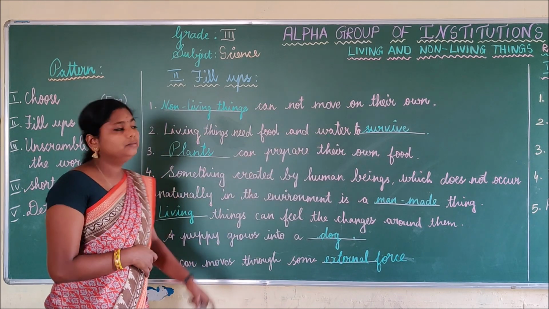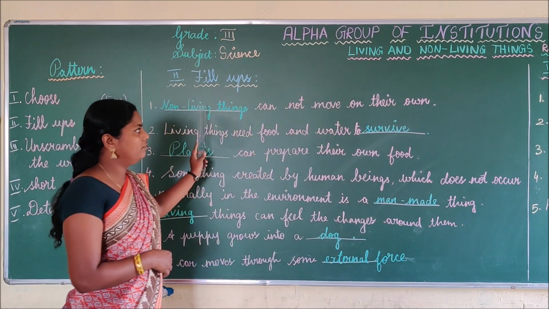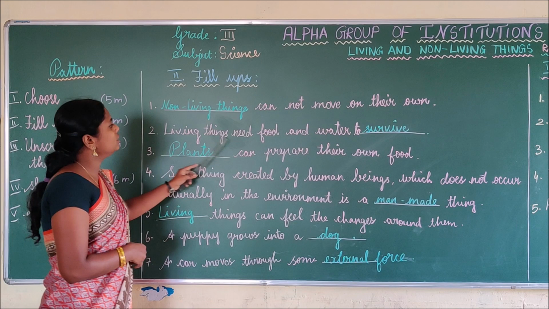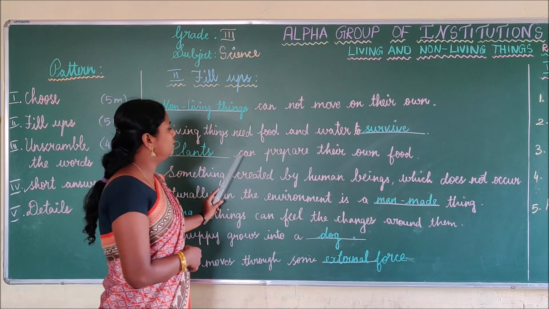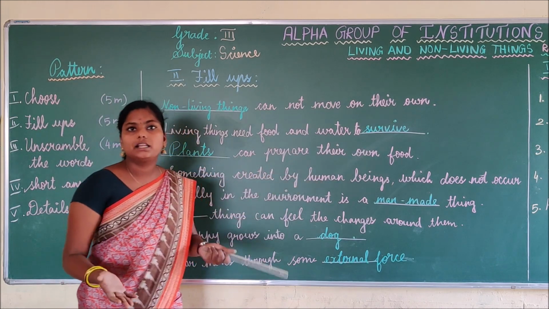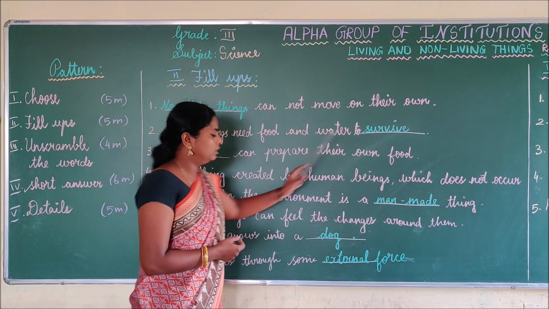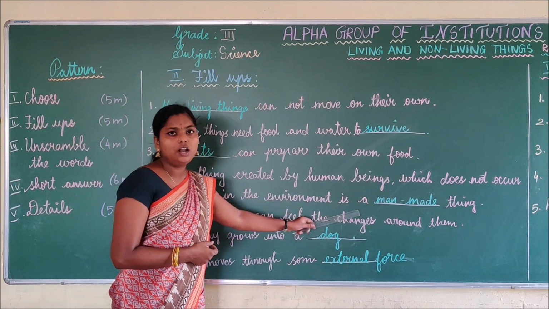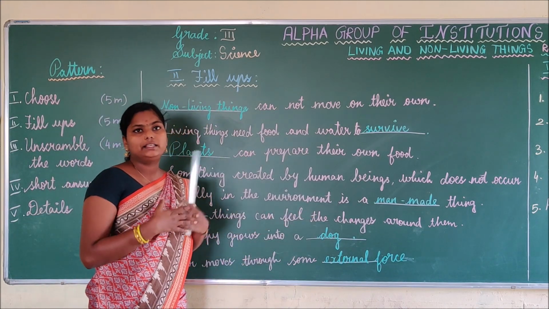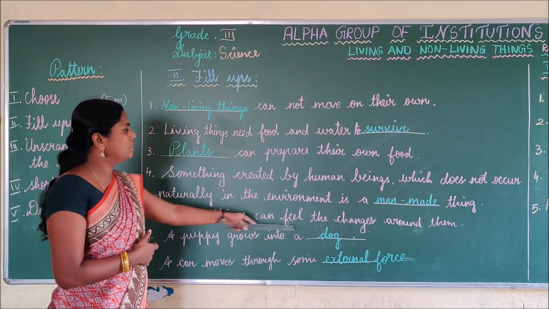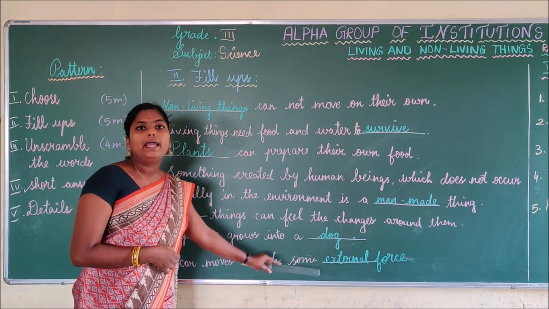Shall we recap it once again? First one, non-living things cannot move on their own. Living things need food and water to survive. Plants can prepare their own food. Something created by human beings which does not occur naturally in the environment is called a man-made thing. Living things can feel the changes around them, like us. A puppy grows into a dog. A car moves through some external force.